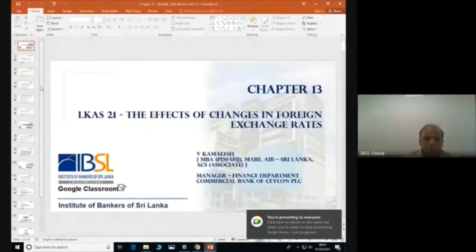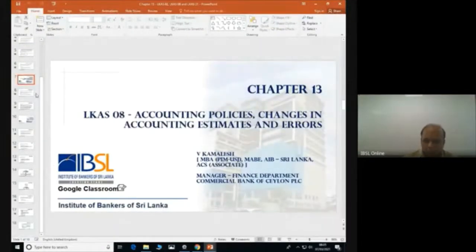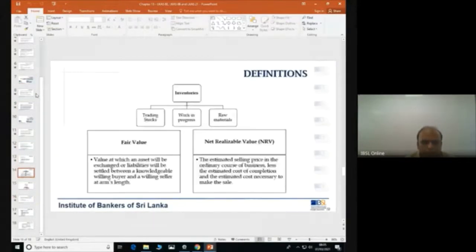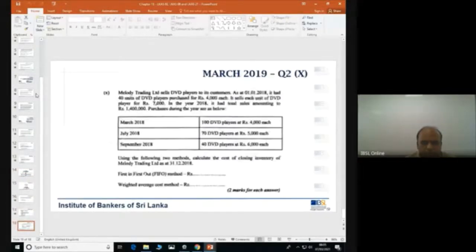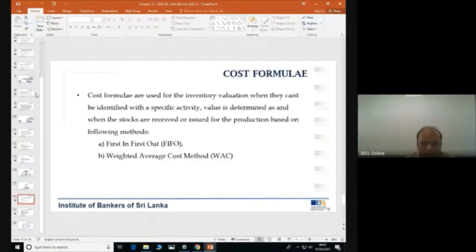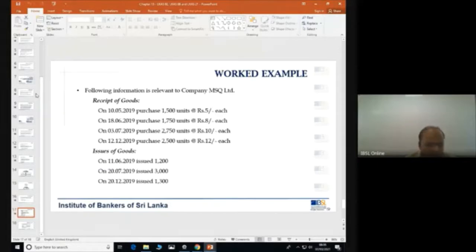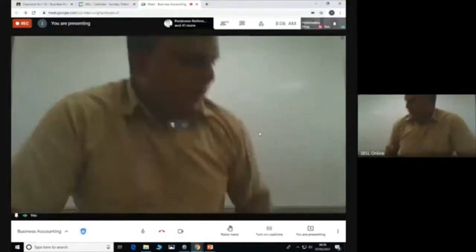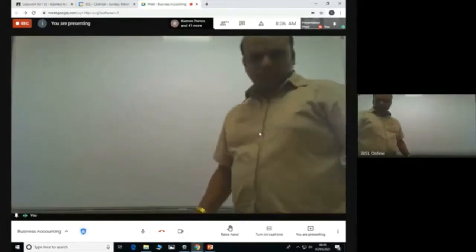So we will straight away get down to the topic. Last week we were looking at 3 standards, out of which we were looking at LKS not 2, where I wanted you all to do the question at home using the weighted average cost method. So I hope you would have done it, but let's do it in class for the benefit of everybody, so that all will understand how this method is. Okay, right.